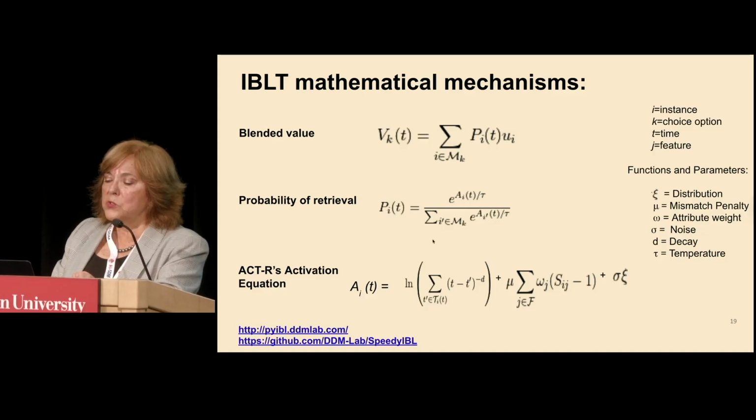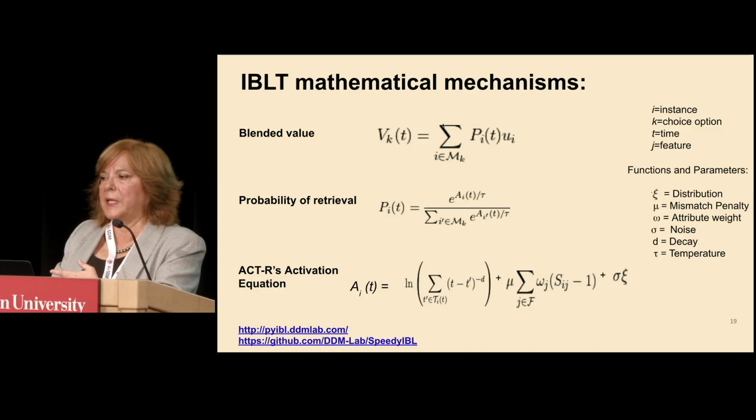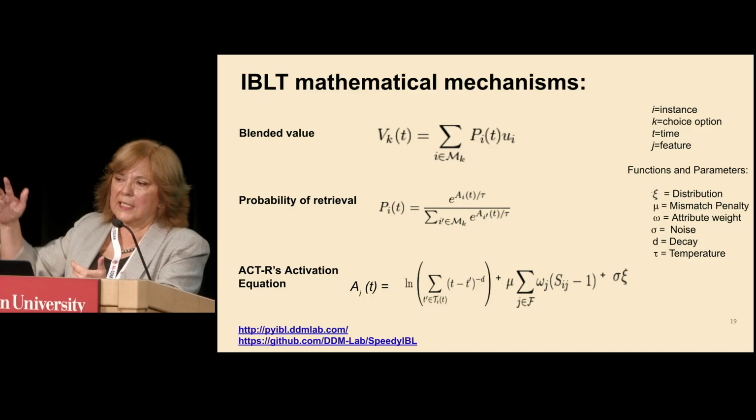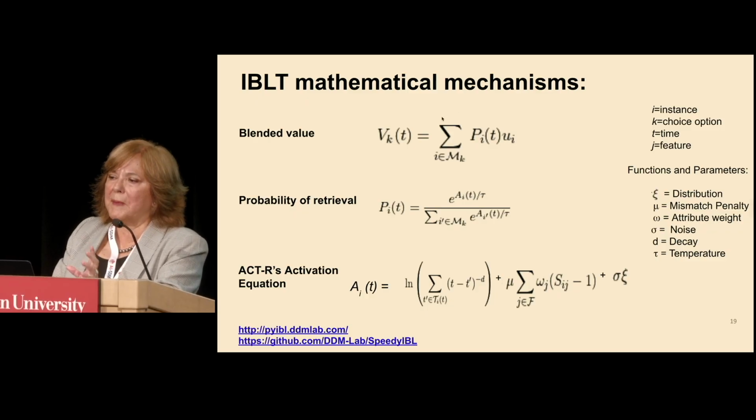Then we use that activation value to calculate the probability of retrieving that instance from memory. And then that probability is used to calculate the expected utility or blended value of each option. Option A, option B, which can have many instances in them, are blended together to calculate the expected value of each of the options.